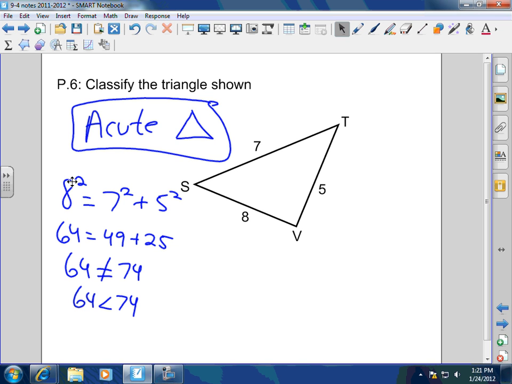Yes, sir. Hold on, guys. I got a question here. If the sides of a triangle aren't multiples of the Pythagorean triples, does that mean that it's not a right triangle? No, the question was if the sides are not multiples of Pythagorean triples, does that mean it's not a right triangle? Absolutely not. You got to actually test it out. It's not always going to be a Pythagorean triple. There's a lot of right triangles out there that are not Pythagorean triples.